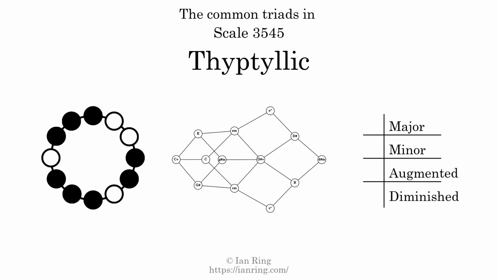The diagram in the center is a graph of parsimonious voice leading between triads. There are 5 major triads. There are 4 minor triads. There are 2 augmented triads. There are 2 diminished triads. Here is a Hamiltonian path of parsimonious voice leading that uses all the triads.